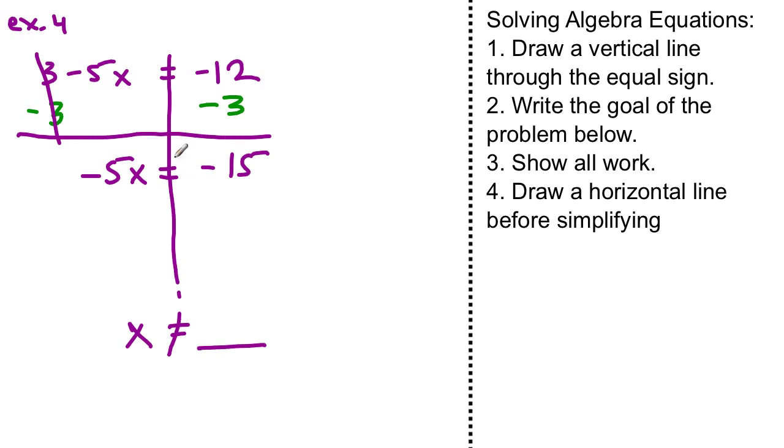Now, we want to get x by itself. It's still being multiplied by -5. So we need to do the opposite, -5 times x. We need to divide by -5 on both sides. Cool. So get that horizontal line. And finish it off. This cancels out, and you get x is equal to +3.